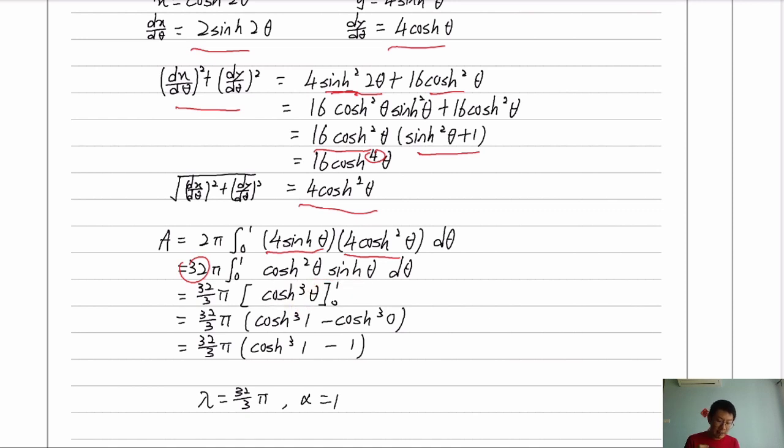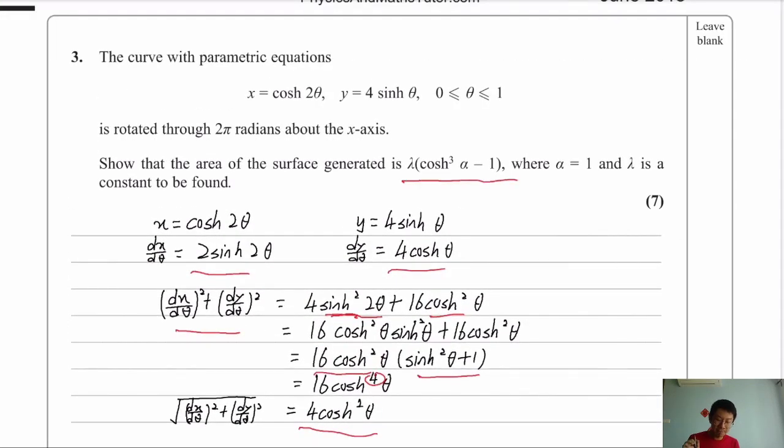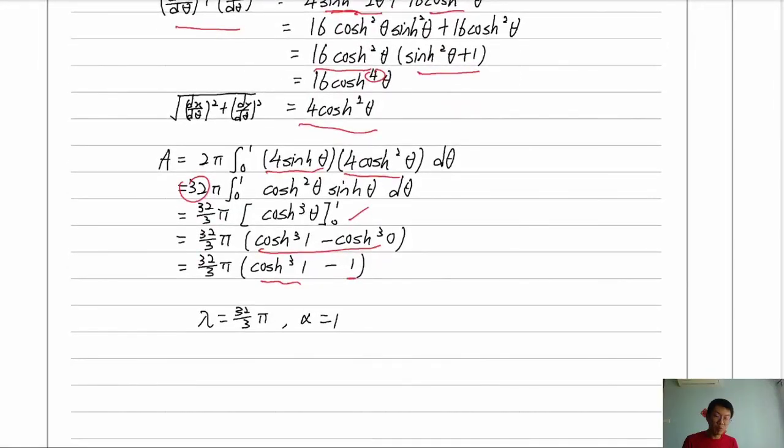If you are familiar with this idea, or you can do it mentally, you can just give this result straight away. After that it's just evaluating the cos at 1 and 0. So cos 0 is 1. Then we just keep the answer as cos cubed, as required in the question. So alpha is equal to 1, and the constant lambda is 32/3 pi.